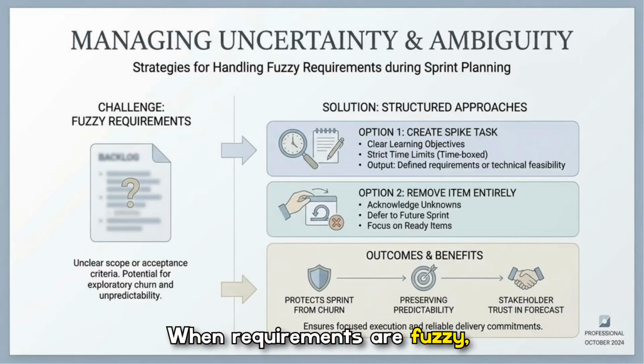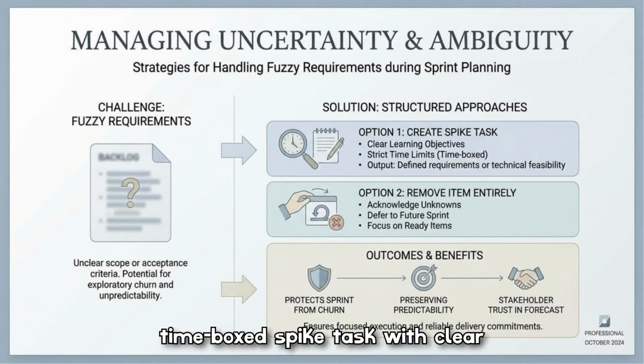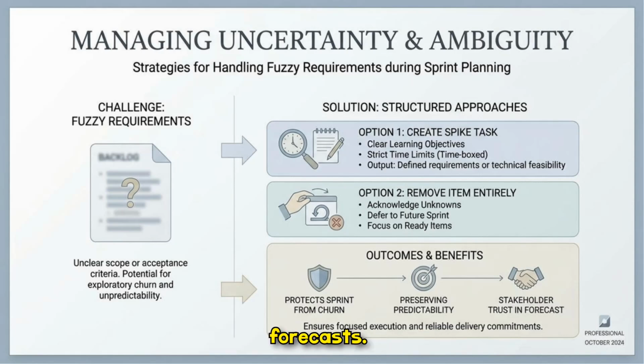When requirements are fuzzy, use structured approaches to manage uncertainty. Create a time-boxed spike task with clear learning objectives to define requirements or technical feasibility, or remove the item and defer it to a future sprint if it's too speculative. These choices protect sprint predictability, preserve delivery commitments, and maintain stakeholder trust in your forecasts.